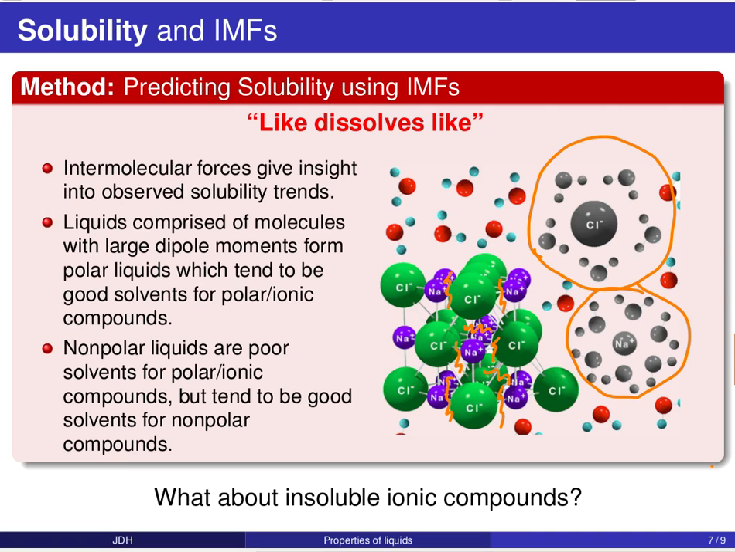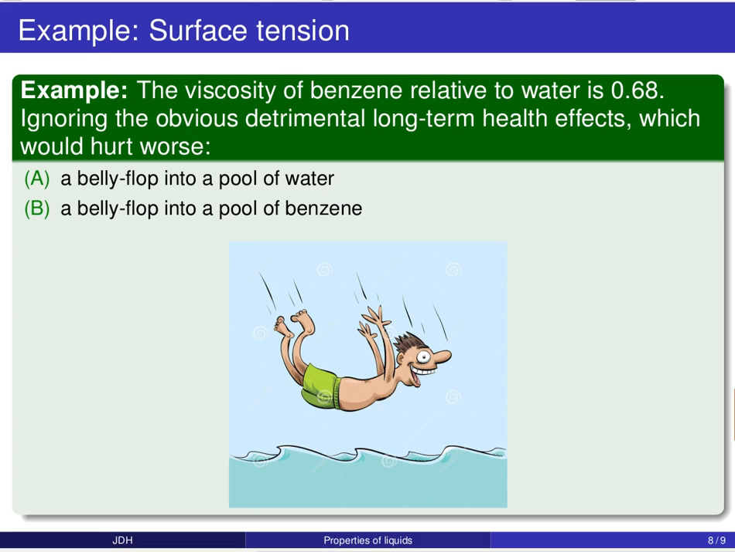Okay, so let's go ahead and close out here with just a couple quick examples, looking at both these properties of liquids. Specifically, I want to first look at this concept of surface tension, and I want you to consider a hypothetical scenario involving a good old-fashioned belly flop. Let's say you have two different pools. One pool is full of benzene and the other is full of water. And I'm going to tell you that the viscosity of benzene is actually less than that of water, a little less than 70% that of water. So water has a higher viscosity.